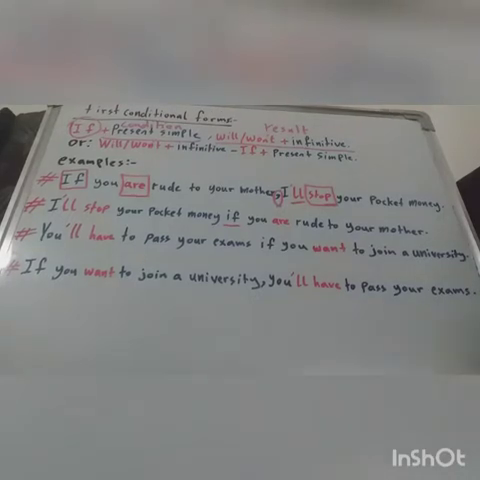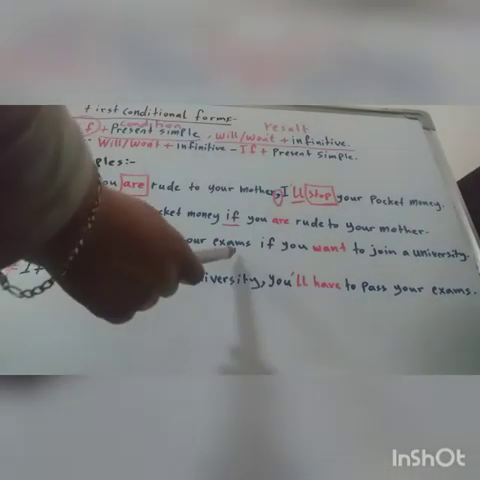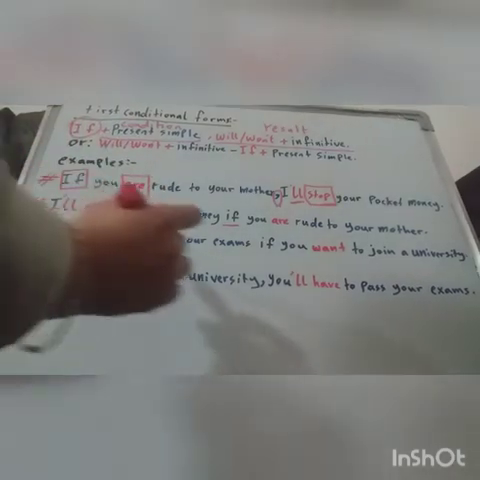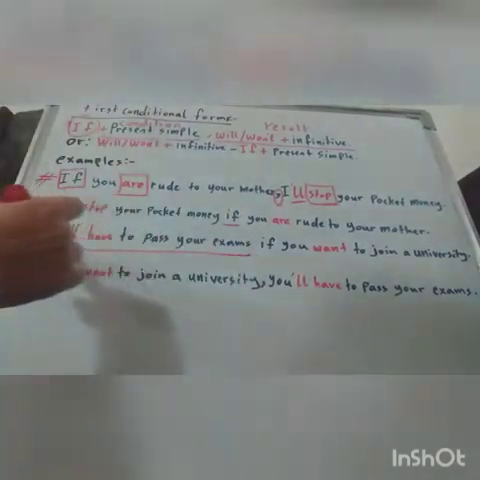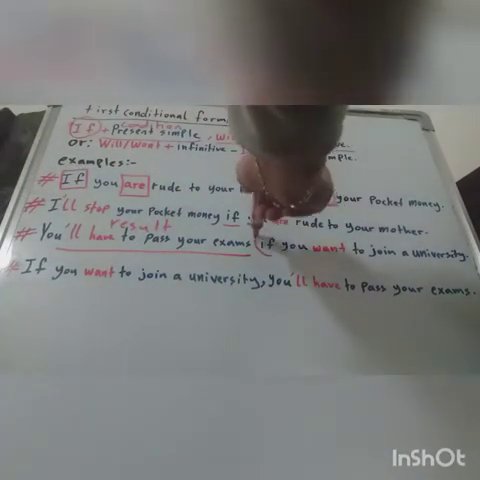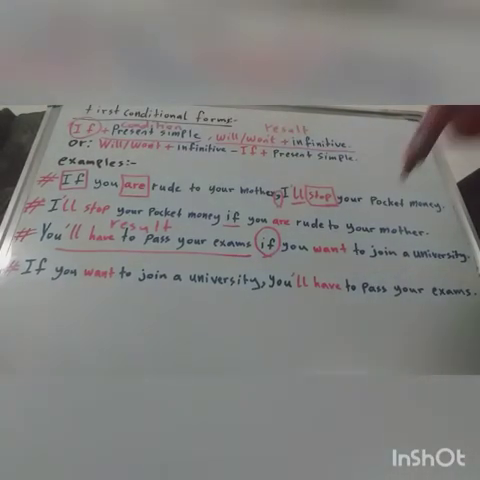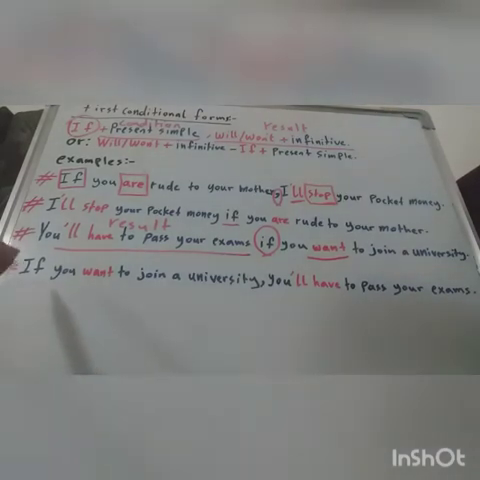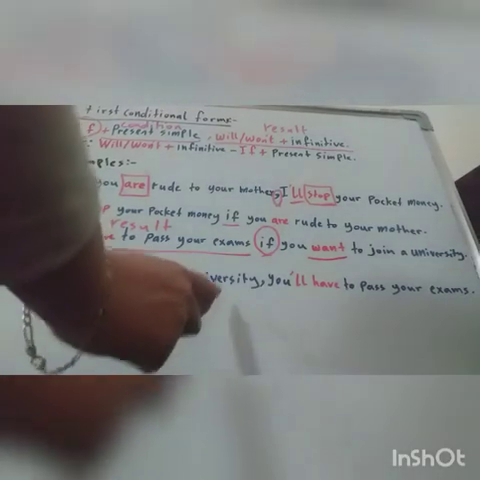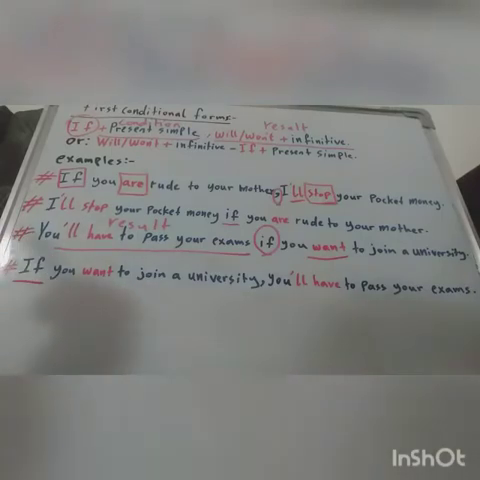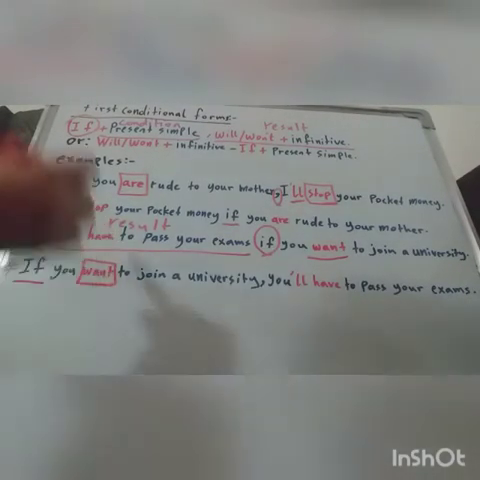The third example: You'll have to pass your exams if you want to join a university. Well, we have started the sentence with the result clause. If is in the center of the two parts. And here's the present simple form. The second order: If you want to join a university, you'll have to pass your exams. I've started the sentence with if, and here's the present simple form of the main verb.